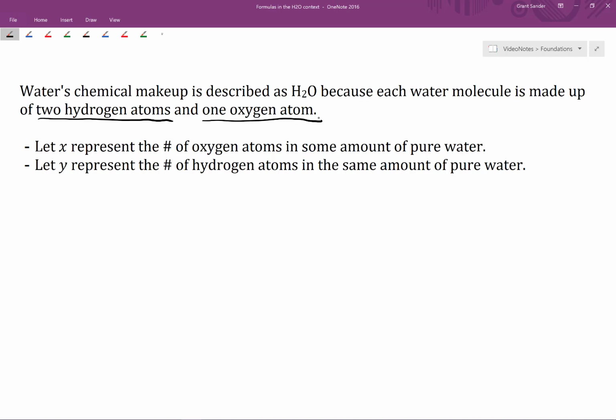So we just decided that if we have some number of oxygen atoms, x, then the number of hydrogen atoms will be 2 times as large. So 2x represents the number of hydrogen atoms in that amount of pure water. But we also decided that y also represents the number of hydrogen atoms in that amount of water, and therefore y will be equal to 2x. This is a formula that expresses y in terms of x, or the number of hydrogen atoms in some amount of pure water in terms of the number of oxygen atoms in that amount of pure water.